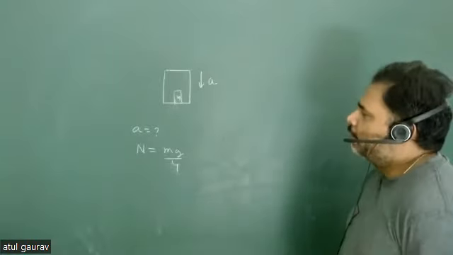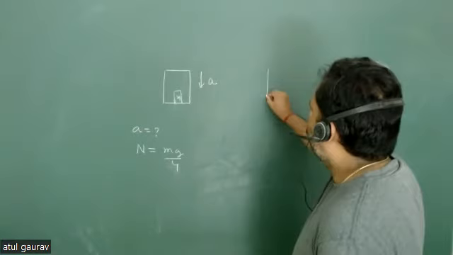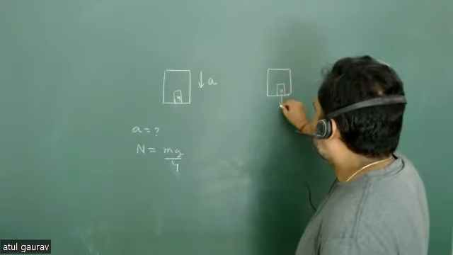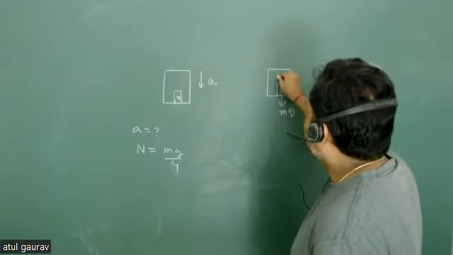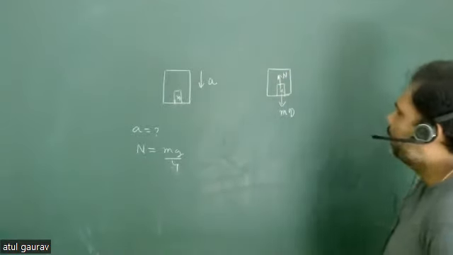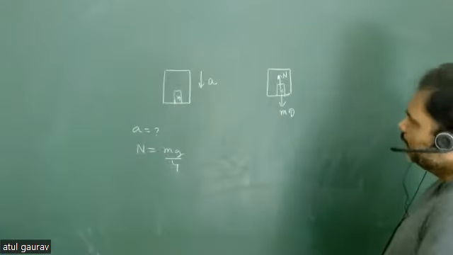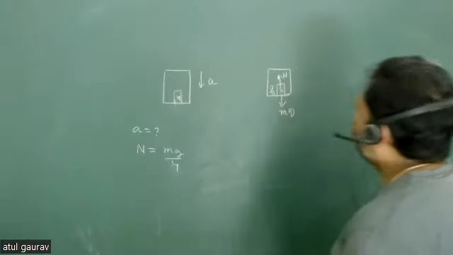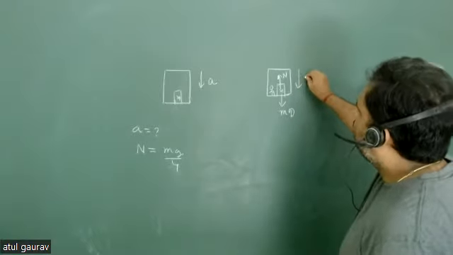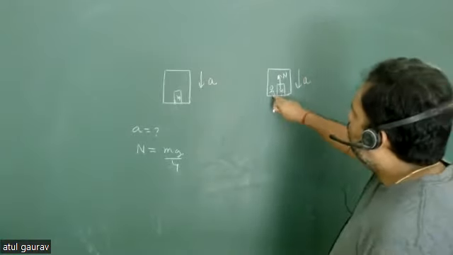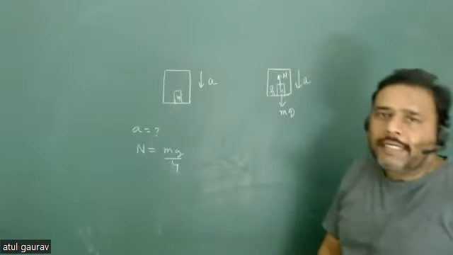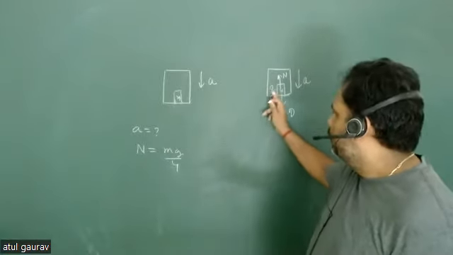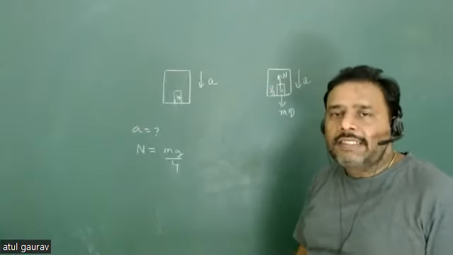So how will you approach this type of problem? First, you will make your thing stationary. Now this will be m, so weight is downward, mg, and normal force is upward. Now since it is accelerated, then you can put the observer here. When you put the observer here and it is accelerating with acceleration a, this observer will move downward with acceleration a.